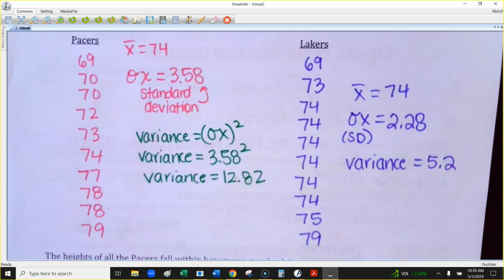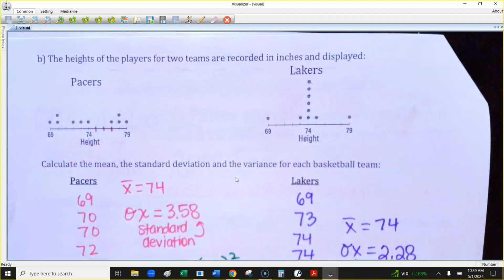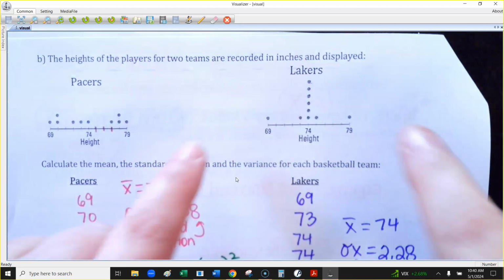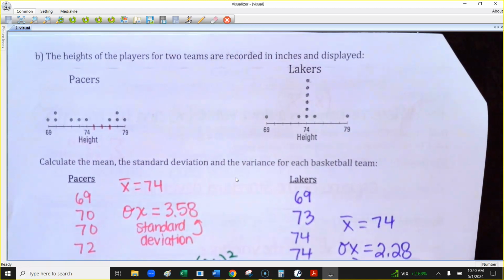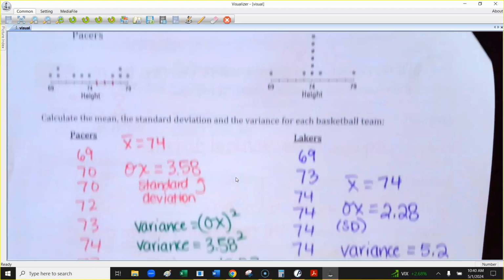Okay, now what do we use the standard deviation for? You guys can kind of see on these dot plots, like the Pacer heights, right? They're way more spread out, right? They go all the way across the number line. They're spread out. And you'll see that their standard deviation was 3.58, whereas the Lakers, most of the people on this team are in that center part of that number line there. Most of their heights are there. So their standard deviation is much smaller. So this is telling you the bigger the standard deviation, the more spread out the data is. The smaller it is, the more concentrated it will be. And you can kind of see that visually with those 2 plots up at the top.